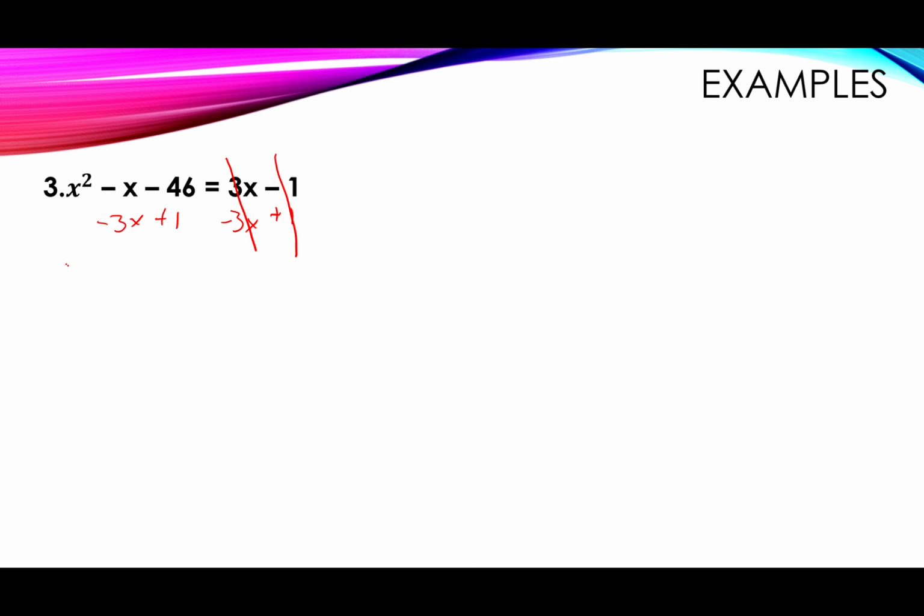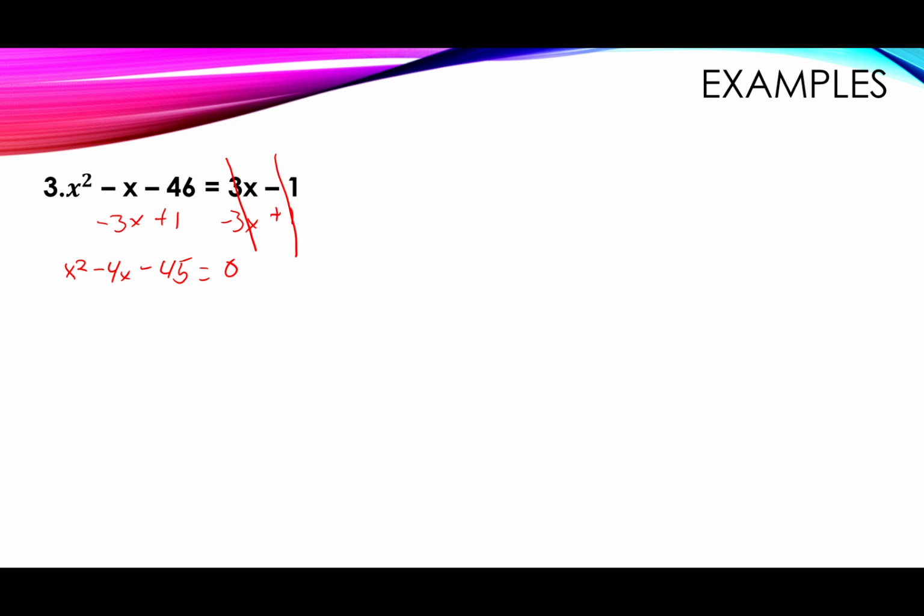And so I'm going to rewrite this, x squared. Now negative x minus 3x is negative 4x. Negative 46 plus 1 is, don't know what happened there, minus 45 equals 0.